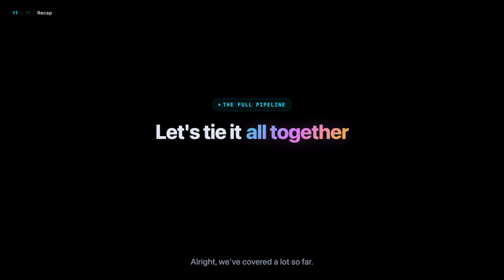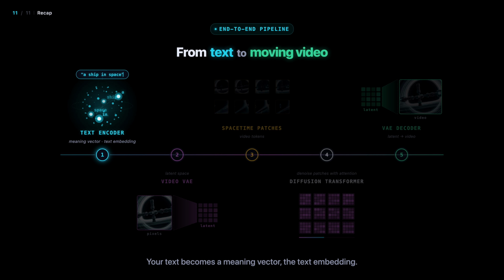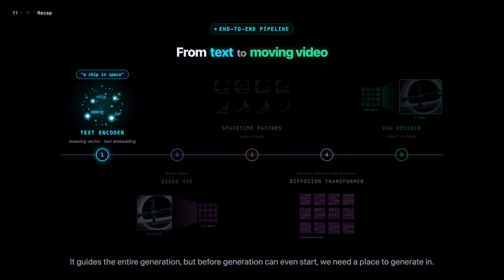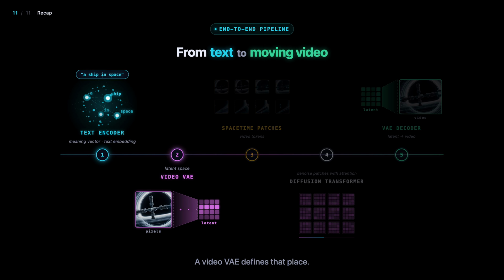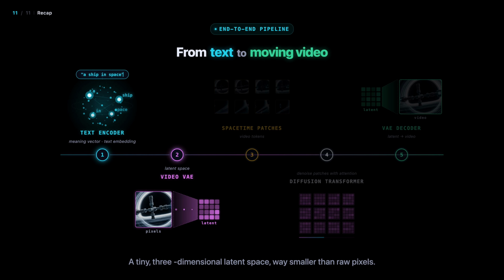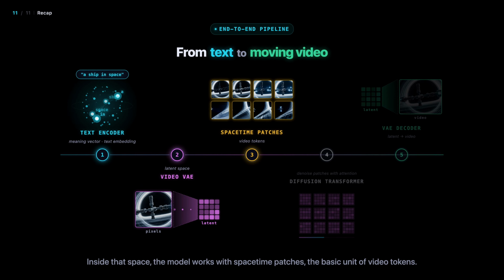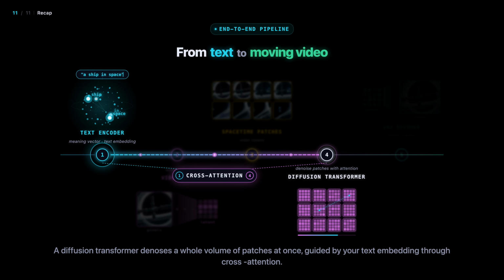All right, we've covered a lot so far. Let's tie it all together. Your text becomes a meaning vector, the text embedding. It guides the entire generation, but before generation can even start, we need a place to generate in. A video VAE defines that place, a tiny, 3-dimensional latent space way smaller than raw pixels. Inside that space, the model works with spacetime patches, the basic unit of video tokens. A diffusion transformer denoises a whole volume of patches at once, guided by your text embedding through cross-attention.